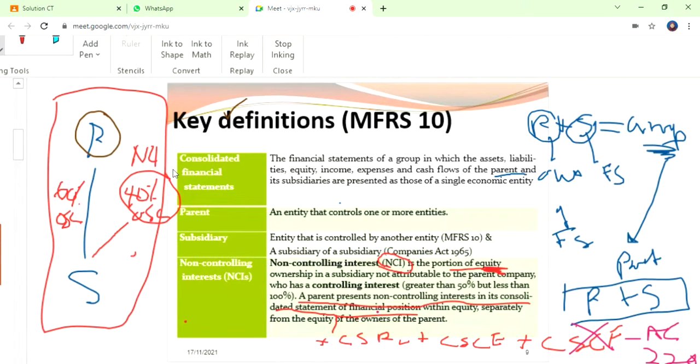So the NCI must be presented by the parent. So even though NCI here is not part of the group, dia bukan sebahagian daripada group. Group means what? P and S only. This is not part of the group, but still MFRS 10, this standard says the parent must include the NCI share. Kat mana, bahagian mana of the financial statement?